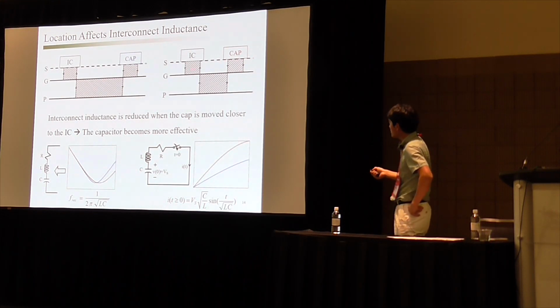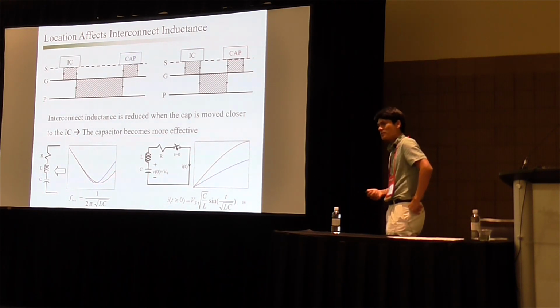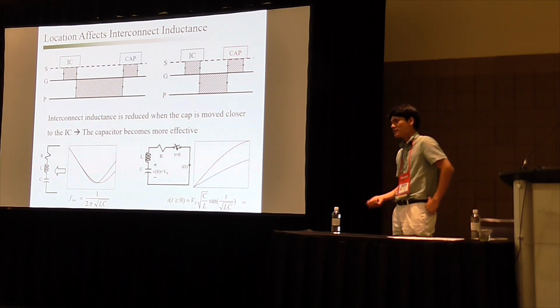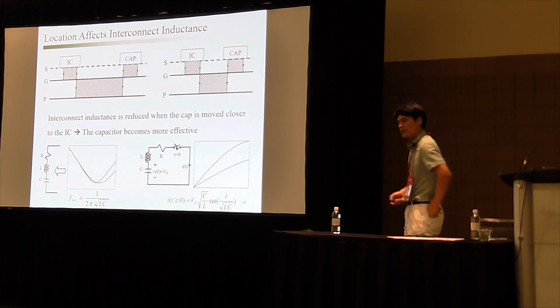So having the decoupling capacitor very close to the IC, we see that this red curve has lower inductance, right? This is a 20 dB per decade curve. And a lower curve means lower inductance. And then in the transient response, we can provide higher current by having this lower inductance.